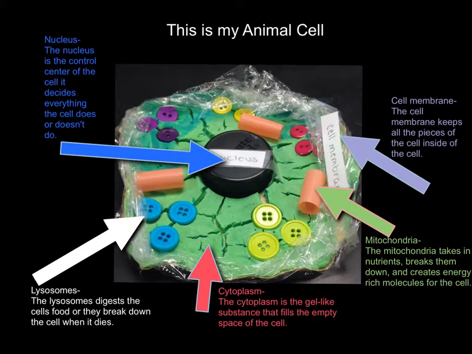The cytoplasm is the gel-like substance that fills the empty space of the cell. The mitochondria takes in nutrients, breaks them down, and creates energy-rich molecules for the cell. The cell membrane keeps all the pieces of the cell inside of the cell.